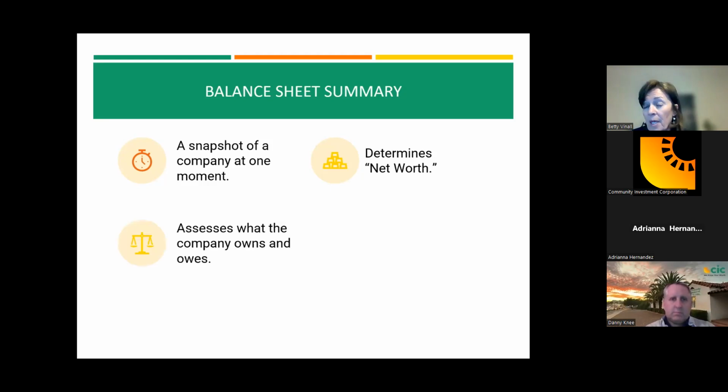It assesses what the company owns and owes. It'll show trends over time. And what that means is if you're doing your balance sheet on paper, which is fine, or in Excel, then you can save the balance sheet from the end of 2022. And then when you get to the end of 2023, your balance sheet has been continuing, and now you can compare the two balance sheets.